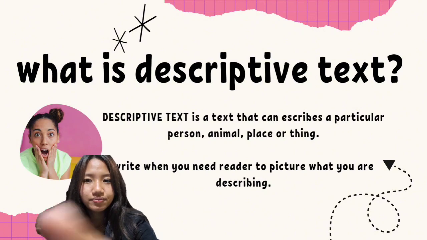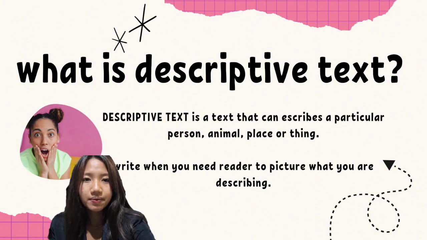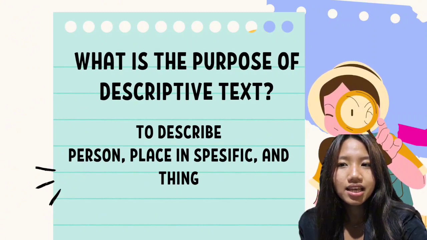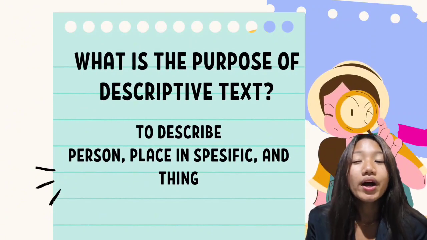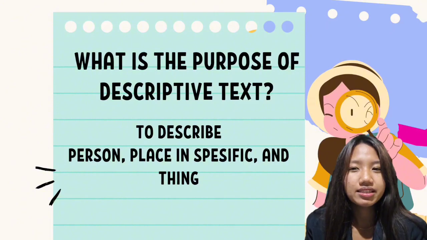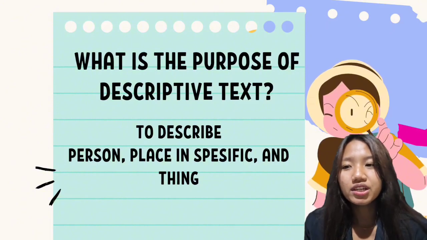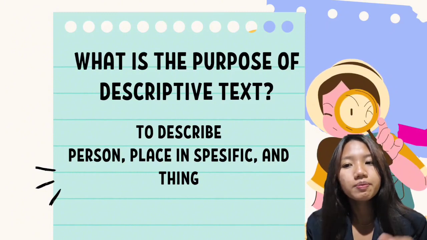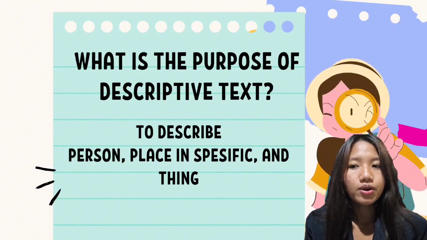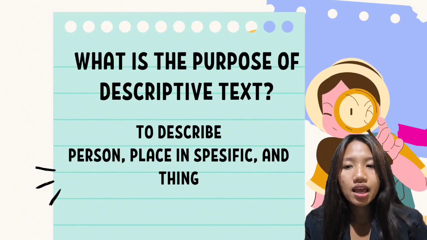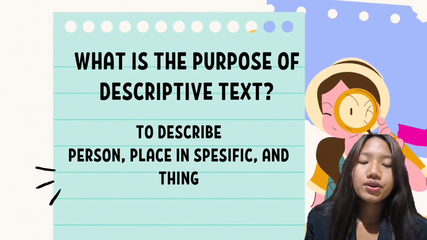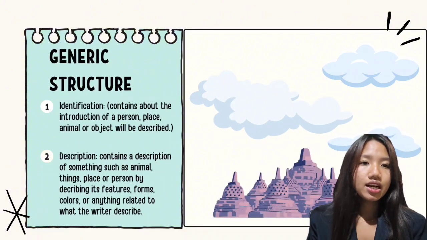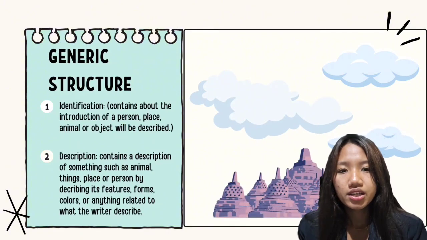And then the next is the purpose. What is the purpose of descriptive text? So the main purpose here is to describe, as I said before, a person, a place in specific, and also to describe things. And you understand? So let's move to the general structure.